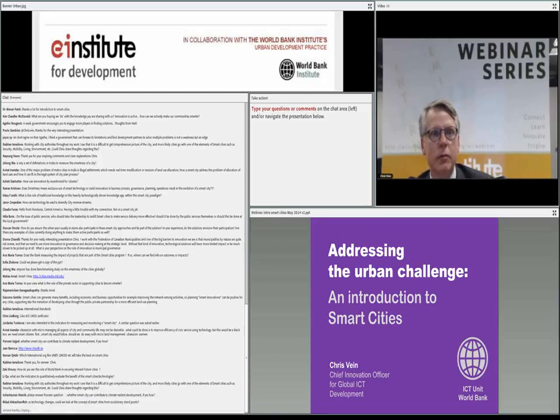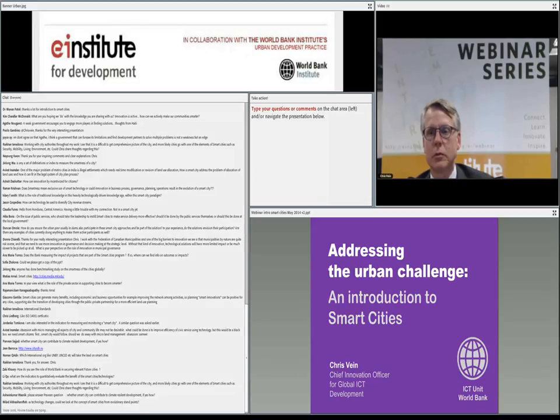There are two questions that are interrelated about urban slums. One from Avirat Inamdar. One of the major problems of metro cities in India is illegal settlements, which needs real-time modification or revision of land use allocation. How does a smart city adjust the problem of allocation of land uses, and how can it fit in the legal system of the city plan process?